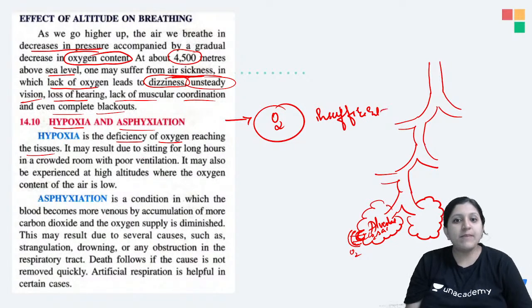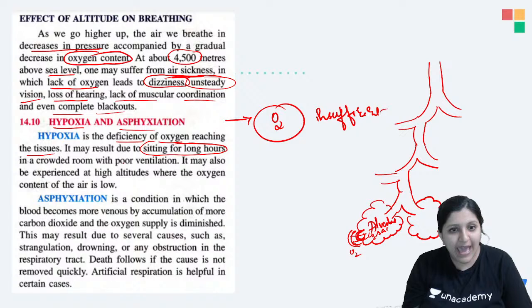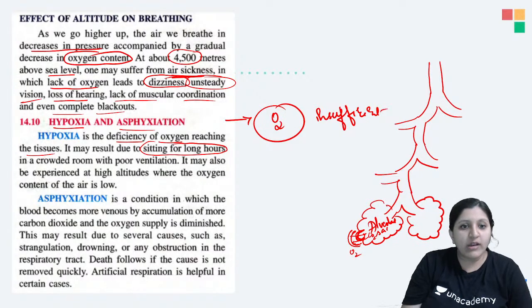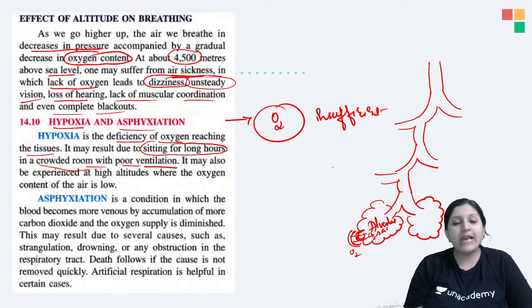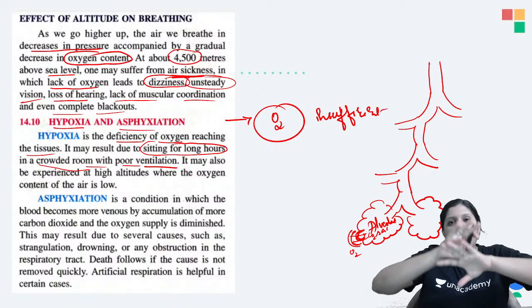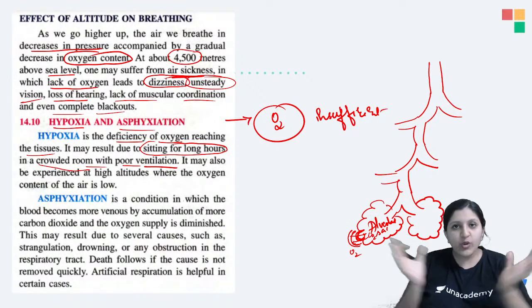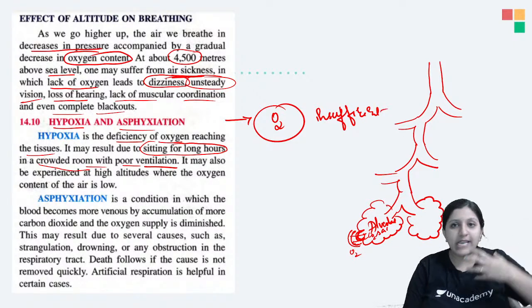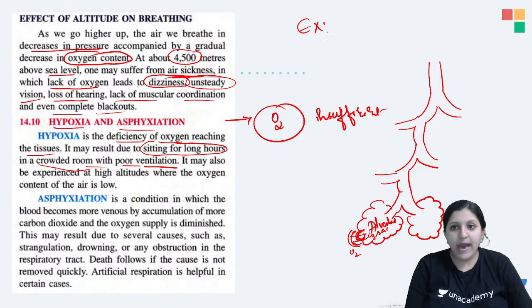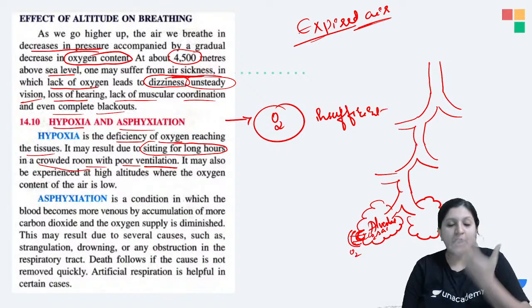So it is basically because of sitting for longer hours. Why is this happening? There is basically a deficiency of oxygen. That is, sitting for longer hours in a crowded room, with poor ventilation. You have closed your room completely, and with that the same air is getting circulated. So basically it is the expired air itself that you are taking in.